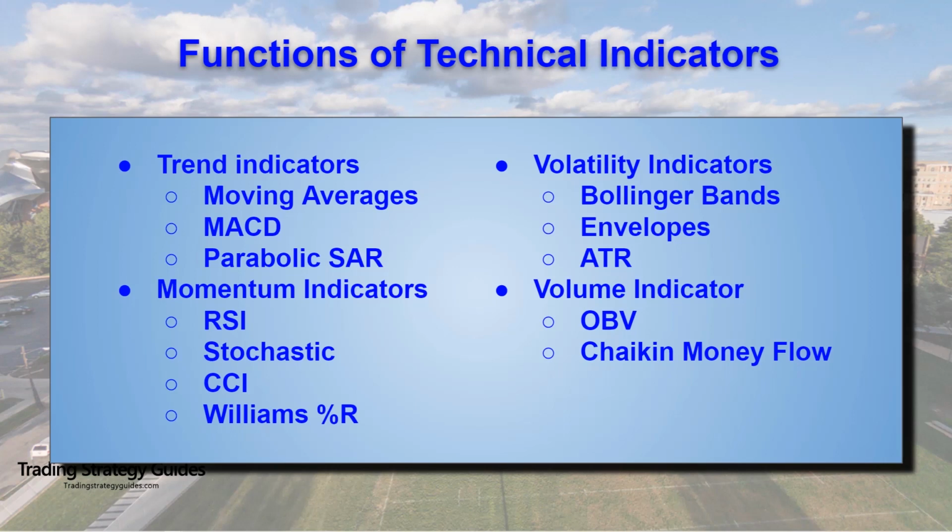For example, if you were looking at a 200-day moving average, what you're going to be plotting on your chart is a moving point that looks at the last 200 closing prices and then plots the average price.